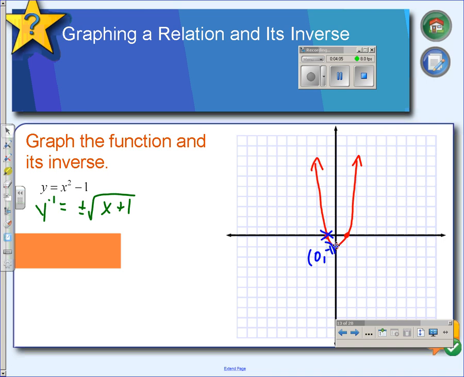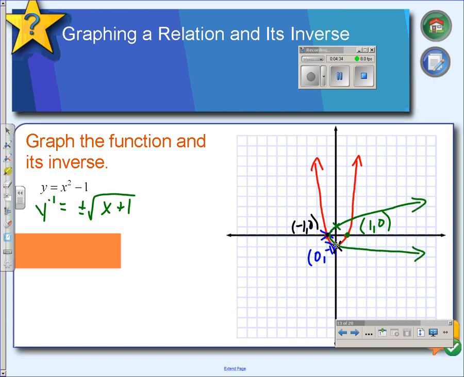If we take another point, say this one, which is at 1, 0, and we switch x with y, we have 0, 1. So that's going to be right there. And then we can take our third point here, which was at -1, 0. Switching x and y, we get 0, -1. So our graph ends up being a curve like this.